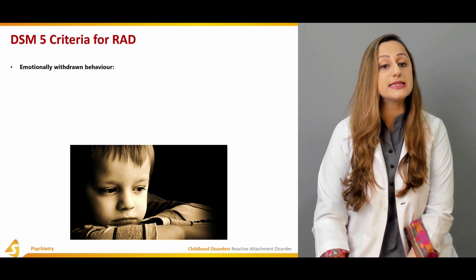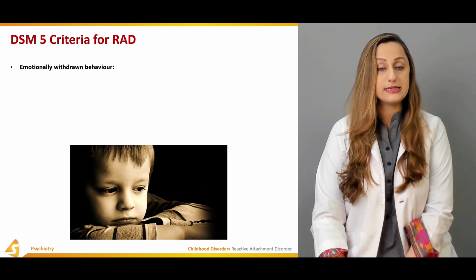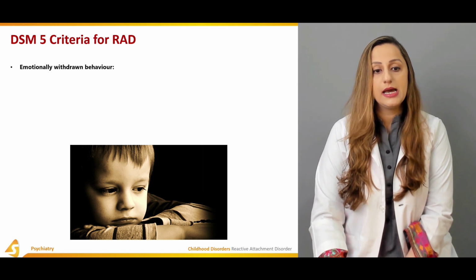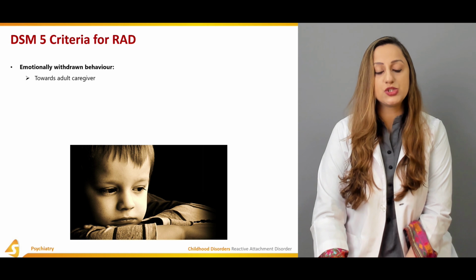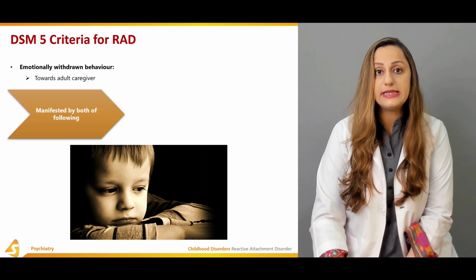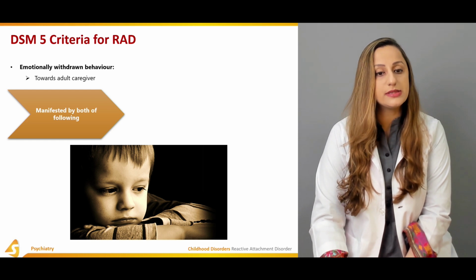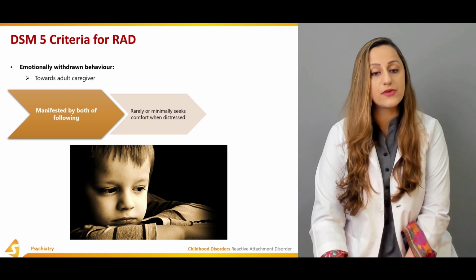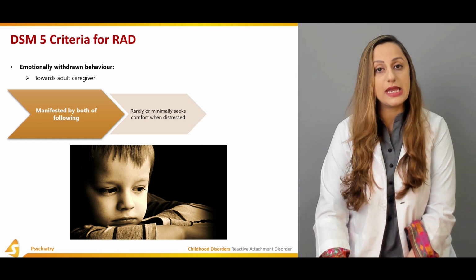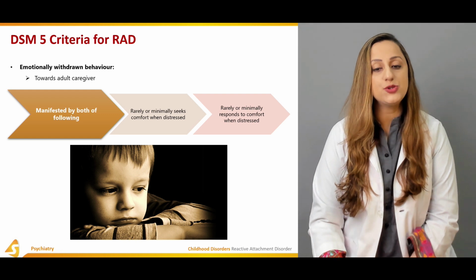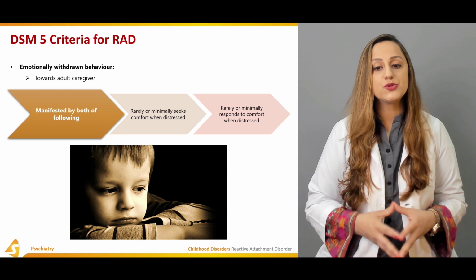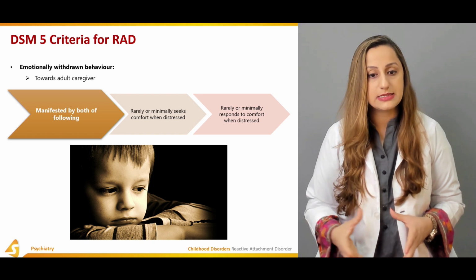The DSM-5 criteria are very important for the diagnosis of the individual. Emotionally withdrawn behavior toward the adult caregiver is a significant finding. It is manifested by both of the following: rarely or minimally seeks comfort when distressed, so it is basically an avoidant behavior seen in these individuals, and rarely or minimally responds to comfort when distressed.